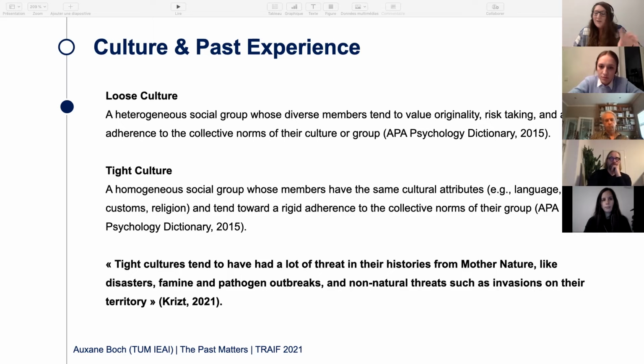It's a lot, so I have a pretty figure to show you right after that, just to put everything in place. An important point that I still wanted to have in here is that tight cultures tend to have had a lot of threats in their histories from Mother Nature. I mentioned disasters, famines, pathogen outbreaks, and non-natural threats, such as invasion of their territories. I'm pretty sure that reading that list, you can picture a lot of different countries in your brain. And those countries probably did better with COVID, because statistically they did. Tighter cultures dealt better with COVID in general.